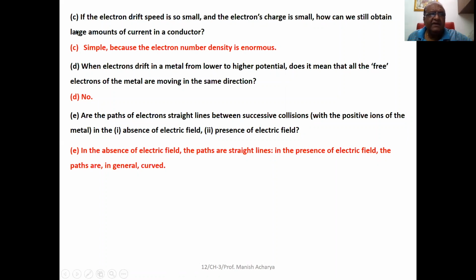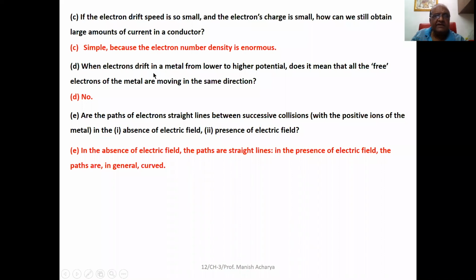C. If the electron drift speed is so small and the electron's charge is small, how can we still obtain a large amount of current in a conductor? We get a large amount of current in the conductor because the number of electrons is tremendously large, or in other words, the number density of electrons in the conductor is tremendously large.